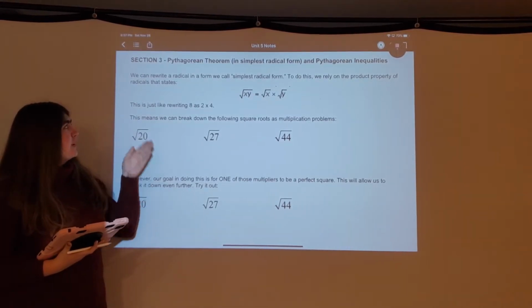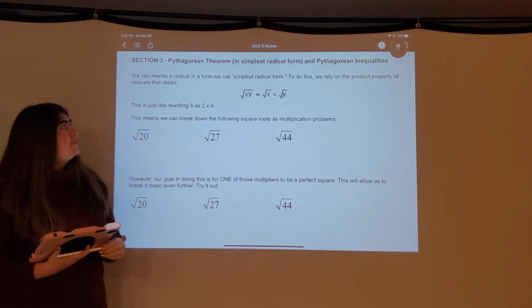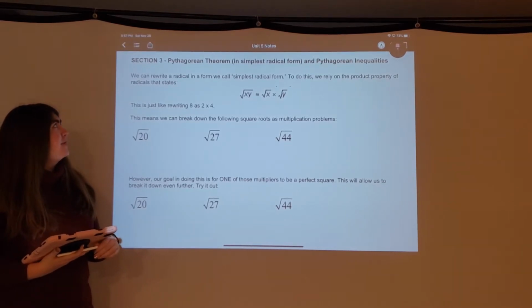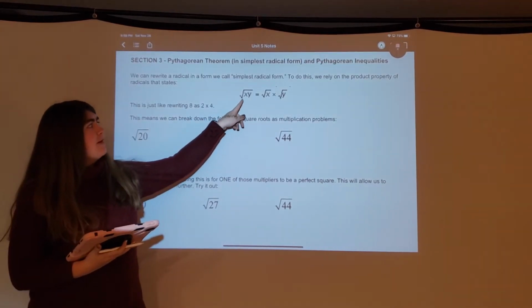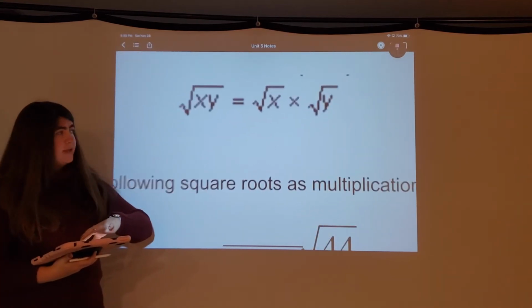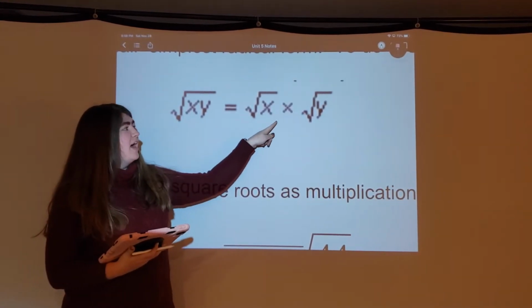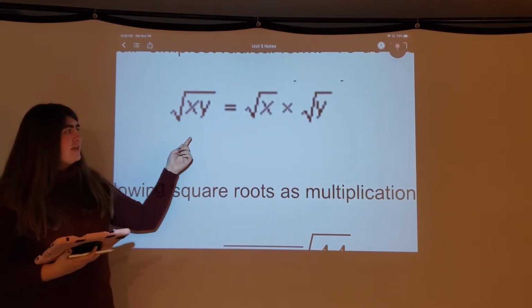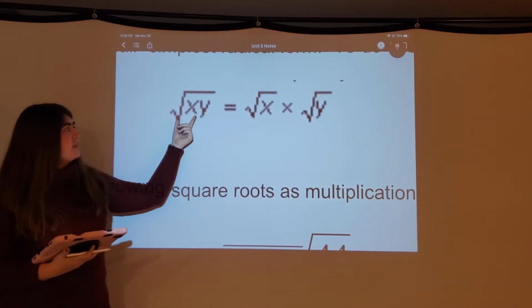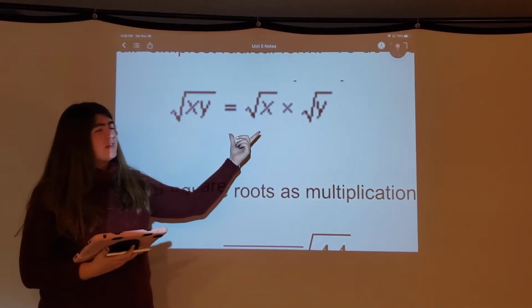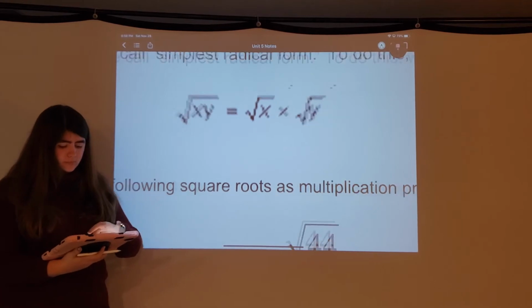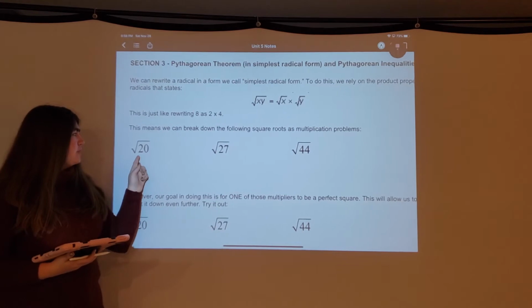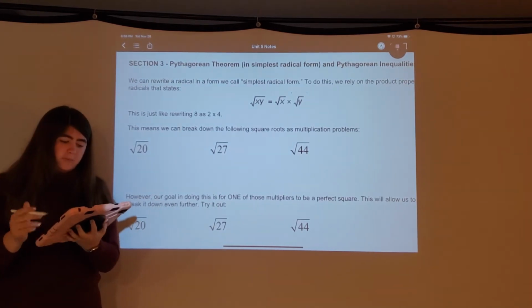So right here it says we can rewrite a radical in a form we call simplest radical form. To do this, we rely on the product property of radicals that states that the square root of x times y is equal to the square root of x times the square root of y. In other words, that's like saying that 8 is equal to 2 times 4. So you take something and you split it into two smaller pieces that have the same value. So we can do that with our square roots as well. So that means that we can break our square roots into the following multiplication problems.